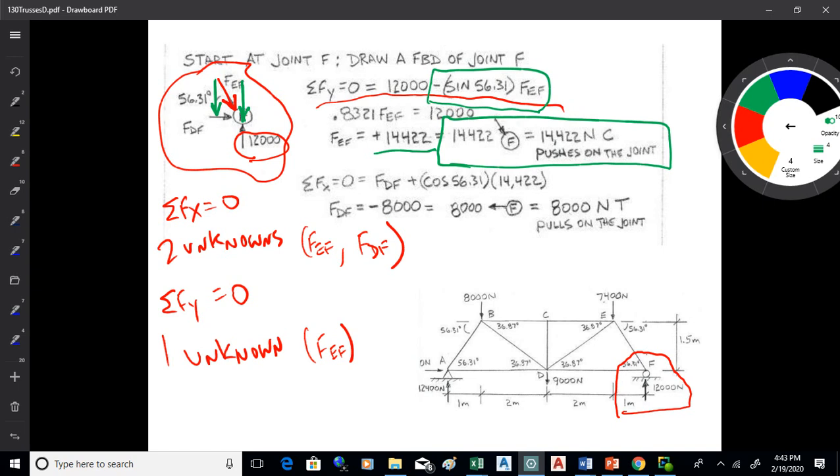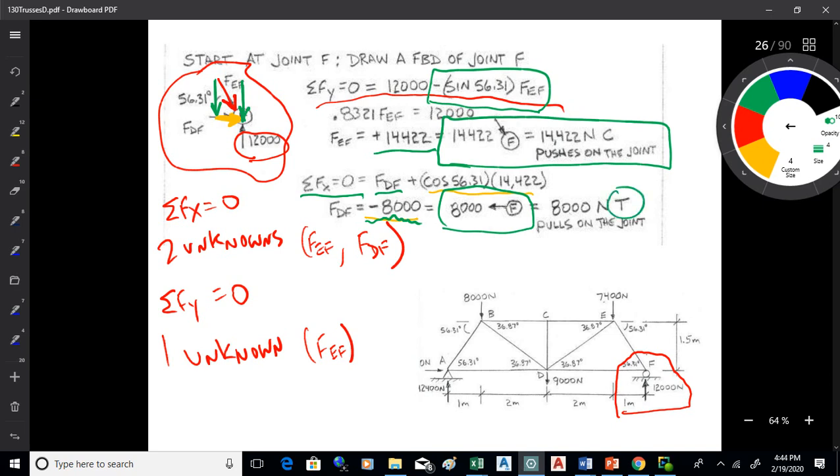Once I've got that, now I know FEF. Now I can go sum of Fx and set that equal to 0. I got FDF. I have assumed it to be acting to the right, so that gets a positive. I got plus cosine now because I want the adjacent side. For EF, I want this side, adjacent to the angle, times the 14,422. Solve out FDF, I get negative 8,000. Now the negative means I assumed incorrectly. It doesn't act to the right, it acts to the left. If it acts to the left, it's pulling on F, so it's tension. Y'all okay with that?